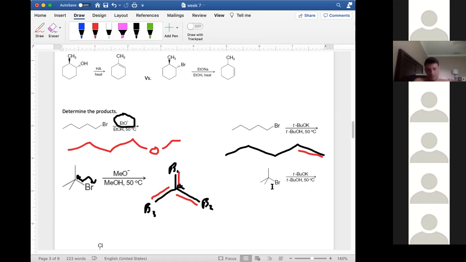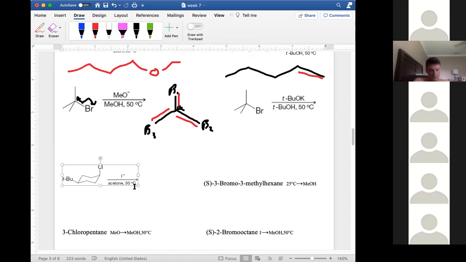All right. And this one, it's the same answer. It just wants you to consider the big base, in which the big base wants to take the what? More or less substituted? Big base. Less substituted? Yes. All right.